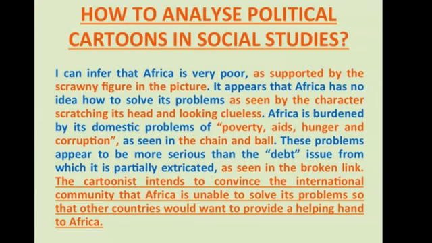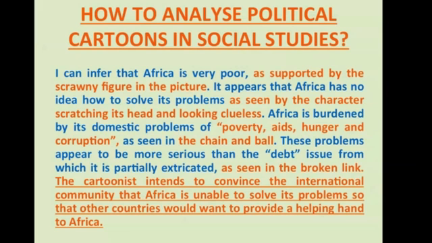Take a look at this suggested answer. Now you can see that all your inferences need to be backed up with relevant supporting details from the cartoon itself. So you might want to first start off with, let's say, an inference that Africa is very poor. Nowhere in the source does the cartoonist tell you that Africa is poor, and neither do you find the word poor in the source. So that is actually your own inference. It's what you deduce from your understanding of the cartoon. Don't just stop there because you need to back it up. Remember the E? So you have to say, this is supported by the scrawny figure in the picture.